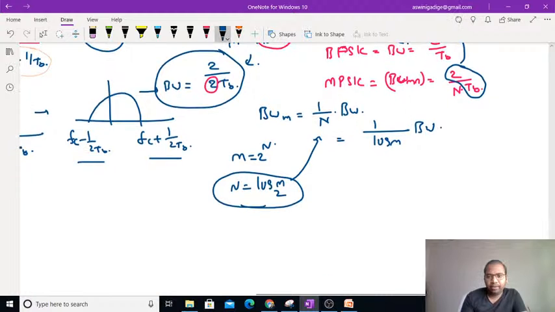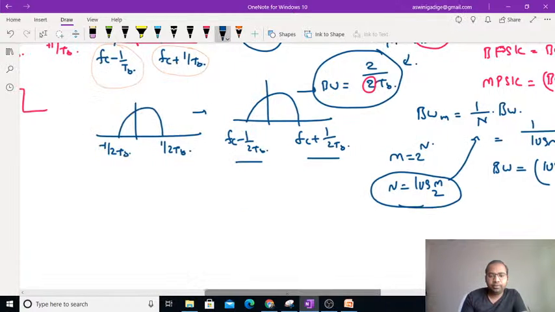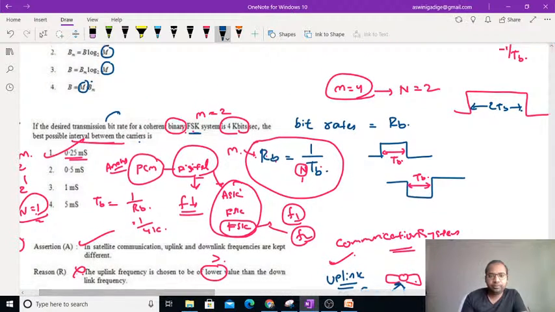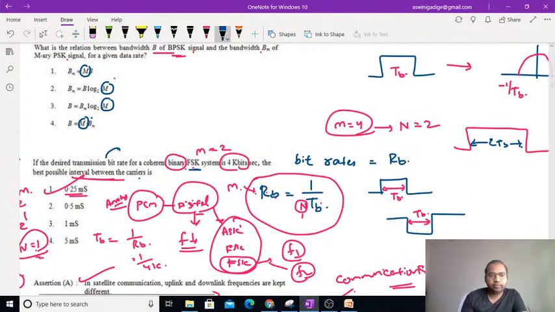Clear? And now finally I will get the binary phase shift keying bandwidth equal to log M base 2 into the bandwidth of the M-ary phase shift keying. Okay, bandwidth of the M-ary phase shift keying. So now what is the correct option? The correct option is option 3.